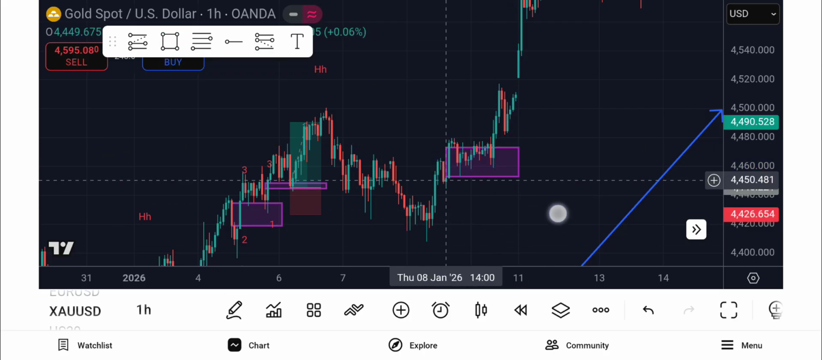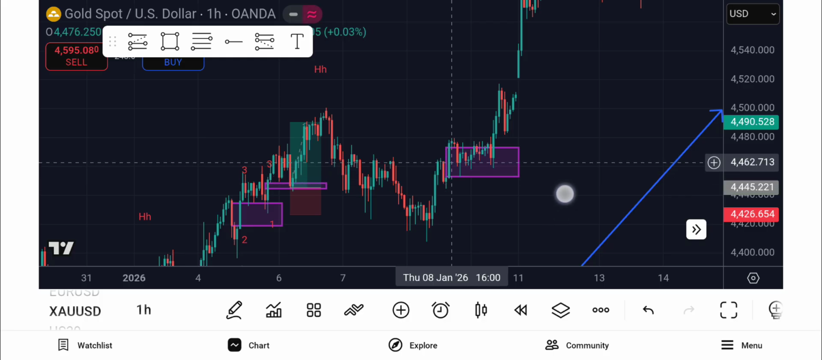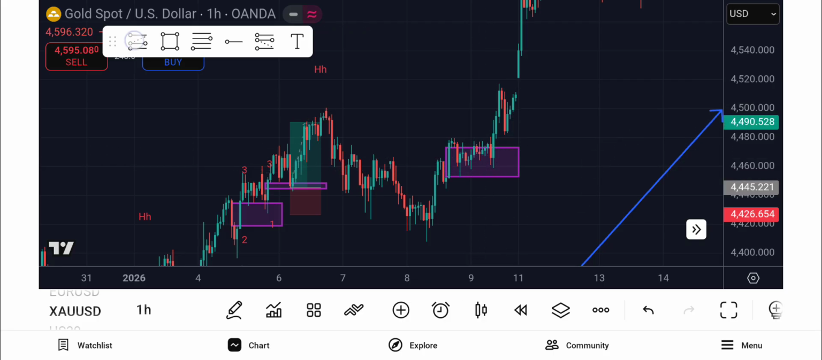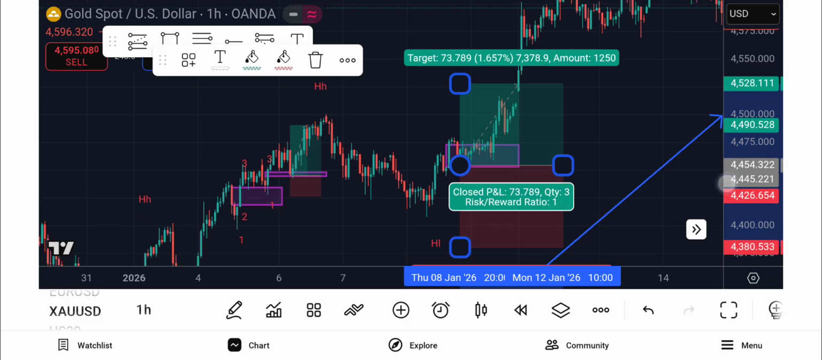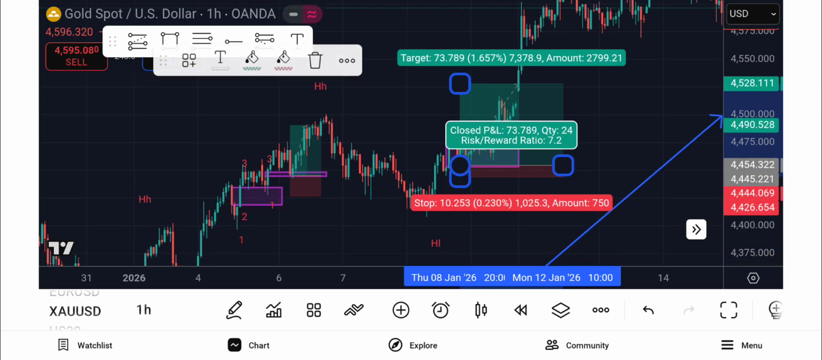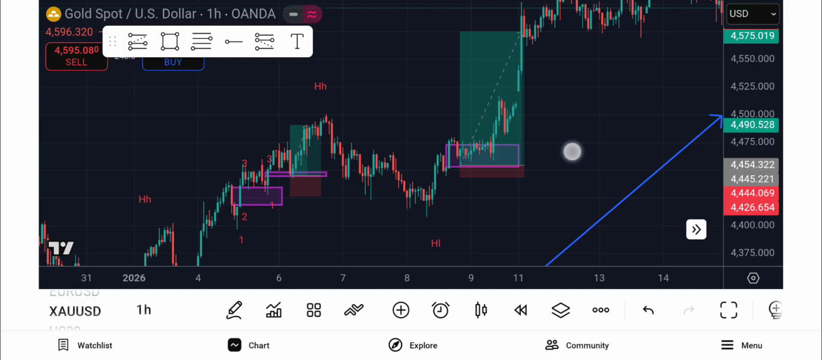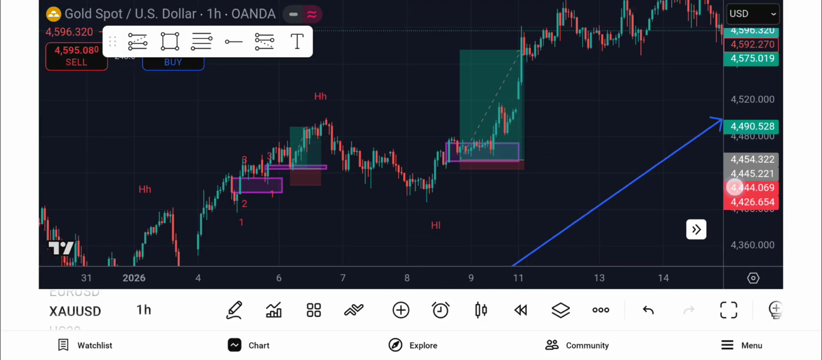Look what price did. This is 1, this is 2, this is 3. Look what price did. It went all the way down here into the fair value gap and then flew off. So you would enter here going up. It always does that because it's in a bullish trend.